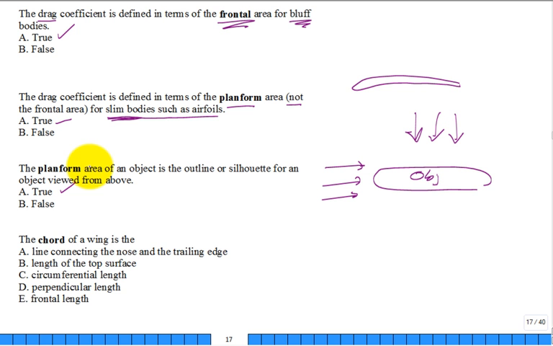True. The chord of a wing is, what is the chord? A line connecting the nose and the trailing edge, length of the top surface, circumferential length, perpendicular length, frontal length. Remember, if I just had an object, I'm going to draw a wing. They'll talk about the chord length. It goes from the tip to the other tip. It's a length. Straight line. Okay, so it's A.